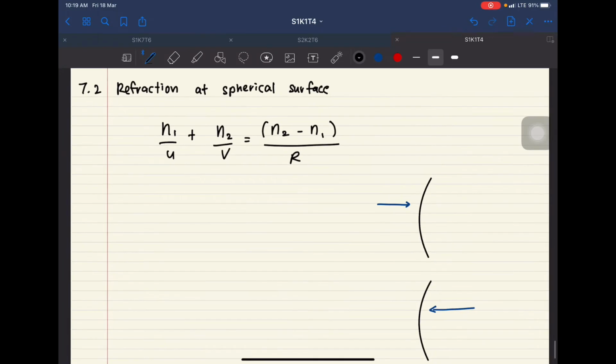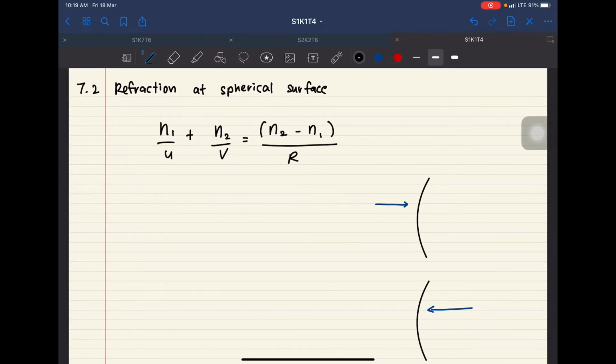Now 7.2. We want to talk about refraction at spherical surface. So previously we discussed about reflection. Now refraction. The difference is reflection, cahaya terpantul. Refraction, cahaya terbias. The key difference is that reflection, cahaya tak melepasi mirror. Kalau refraction, cahaya go through surface. Okay. So we have one particular equation.